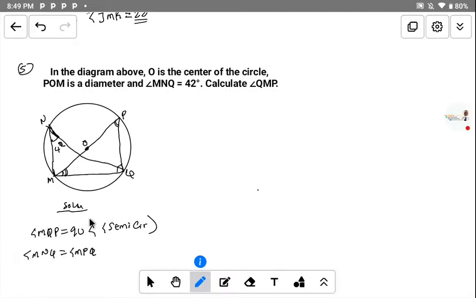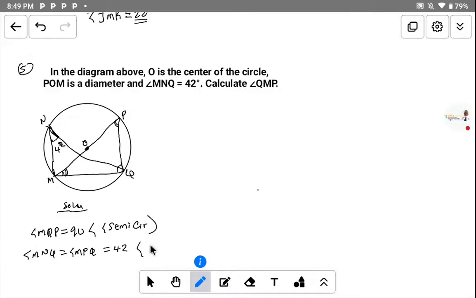Okay, which is equal to 42. We have 42. Now remember, the statement means that the angles are in the same segment. The statement "angles in the same segment are equal to each other". So why? Because the angles in the same segment are equal to each other.